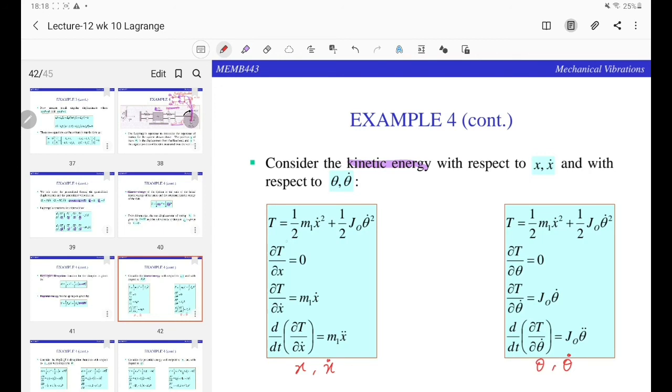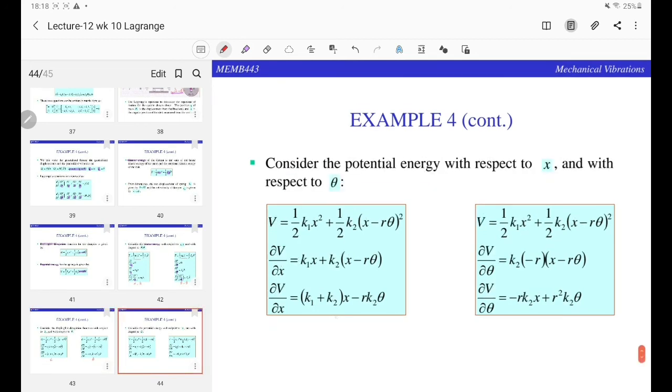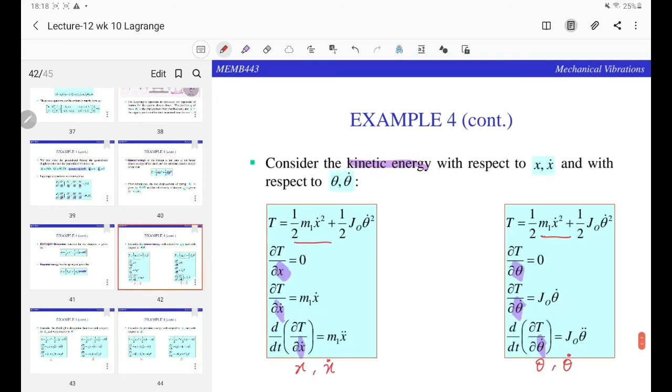You can see the kinetic energy equation is still the same. The main difference is the variables that you use for the partial derivative. That's all. Those are the main differences, so you would have slightly different expressions for those. Then do the same thing for D: this one with respect to X dot, this one with respect to theta dot. Then do the same thing for potential energy with respect to X and theta. So you may want to have these two columns.